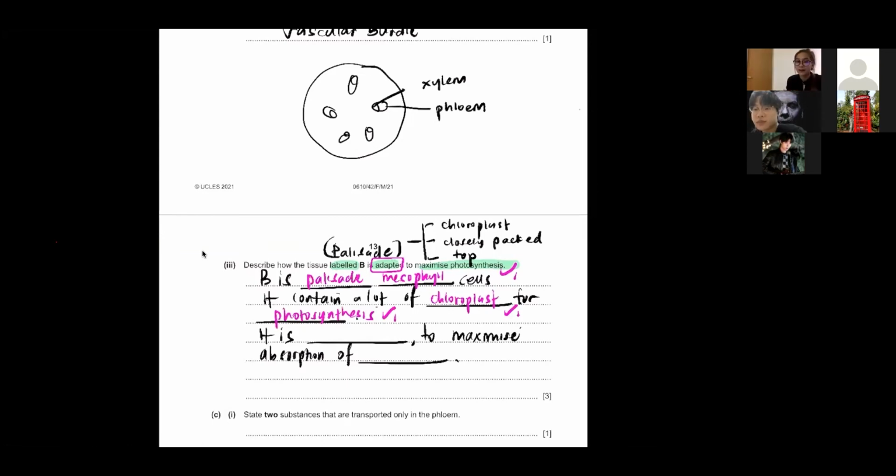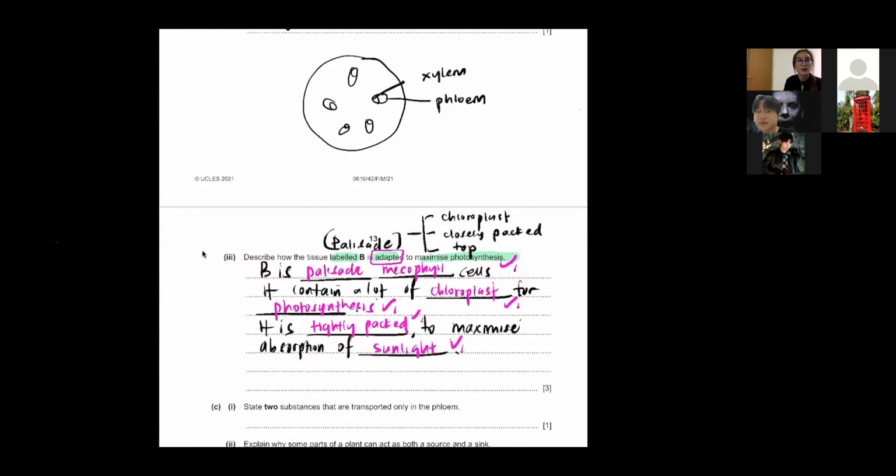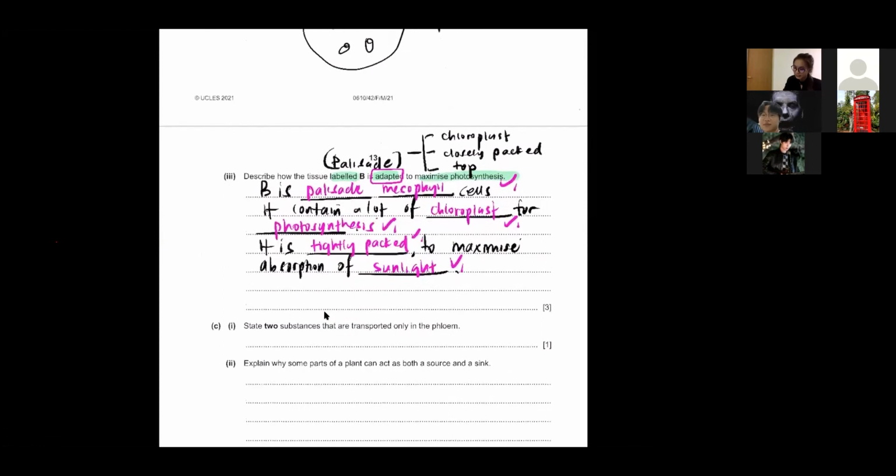When they ask you about adaptation, it is tightly packed or closely packed, to maximize absorption of sunlight. Alright, done. 1 feature, 1 explanation. Vertically upright, columnar, yes. Columnar shape, yes. Vertically upright also can. Okay, very good. Next one, guys.